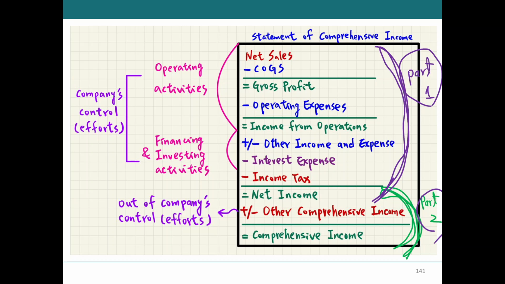Any profit can be controlled by your company, but we still consider other gains or losses that cannot be controlled, like what? Currency exchange rate, right? 汇率. When the currency exchange rate increases or decreases, you get a gain or loss, but you cannot control it. So we consider this part other comprehensive income, 其他综合损益. Then we end with comprehensive income.